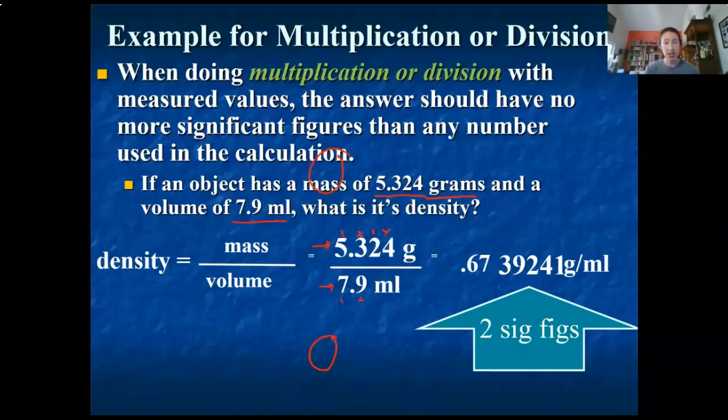What I suggest when we do this is draw a line, and that kind of tells us where to stop. Then we have to look here at this number 3. If it's 4, 3, 2, or 1, it says leave this one alone, which this one is. And if it's 5 or above, we round up. We'll talk more about what that is. But since this is a 3, that means our answer is just 0.67 grams per milliliter. Right? And this is with multiplication and division.